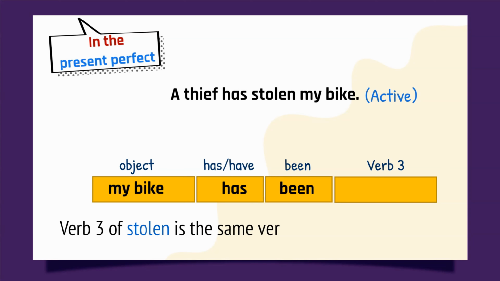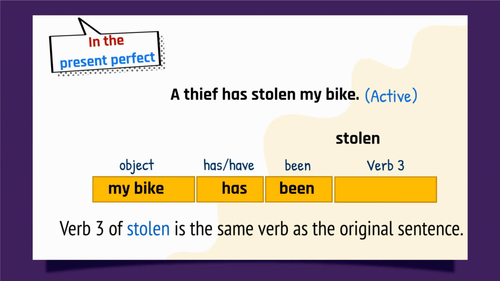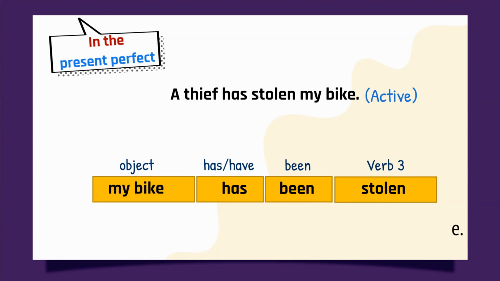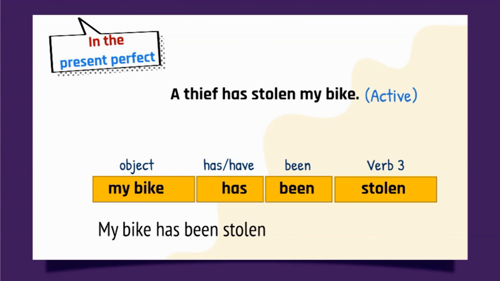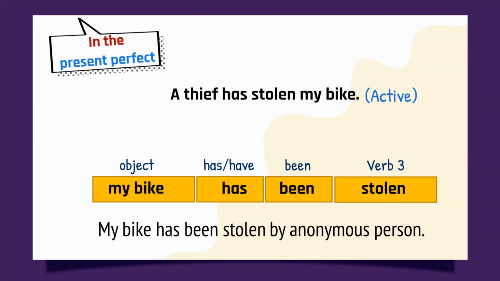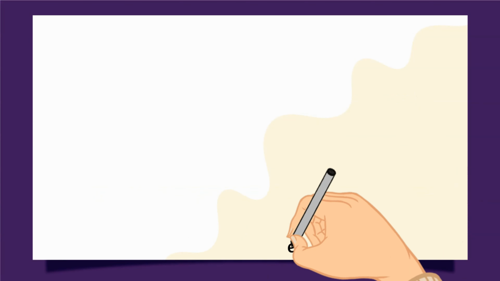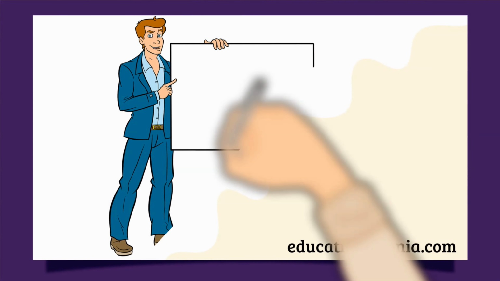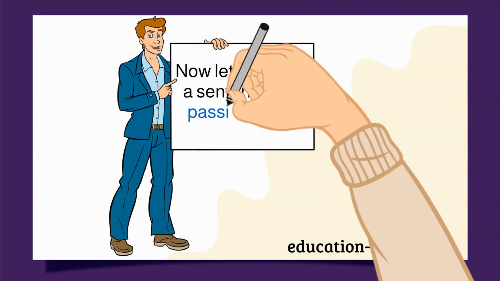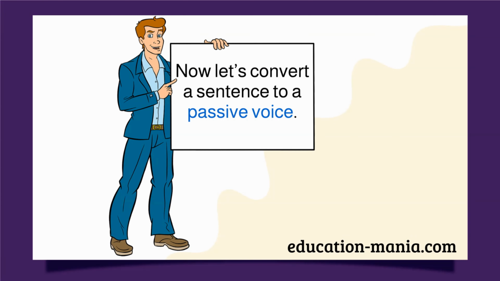Verb 3 of steal is stolen, the same verb as in the original sentence. My bike has been stolen. If we need to include the person that did the action, we add by. My bike has been stolen by an anonymous person. Now let's convert a sentence to passive voice.